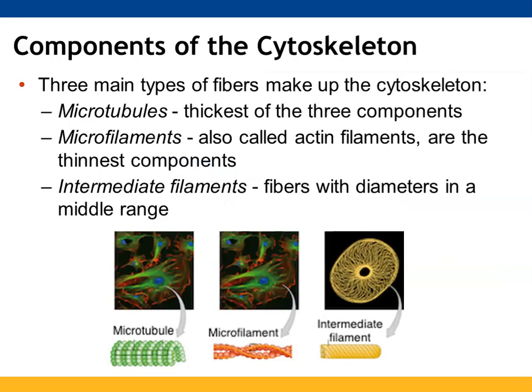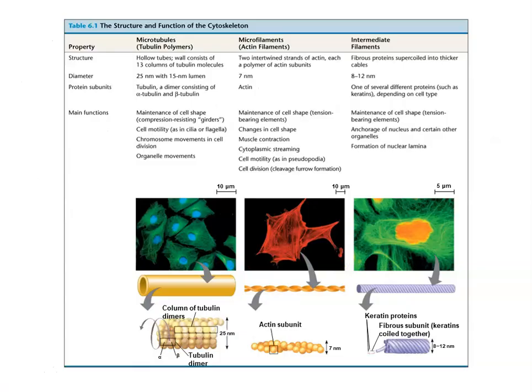So the fibers that make up your cytoskeleton include your microtubules, your microfilaments, and your intermediate filaments. Your microtubules are the thickest, your microfilaments are the thinnest, also known as actin, and the intermediates fall between the two. So that's just going over the different sizes that you see with those three. I know we're going to spend a little bit more time on them.